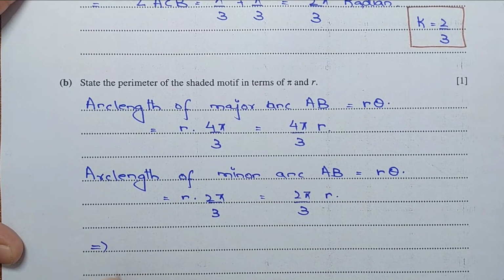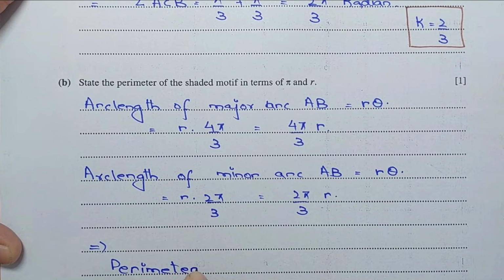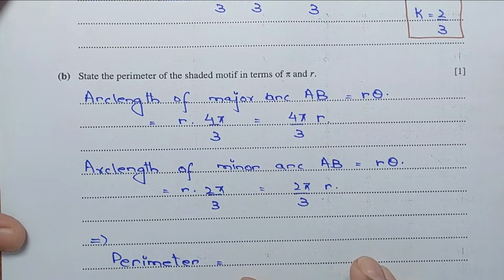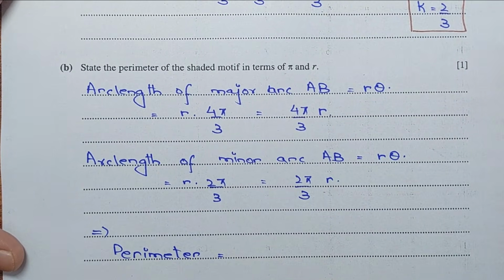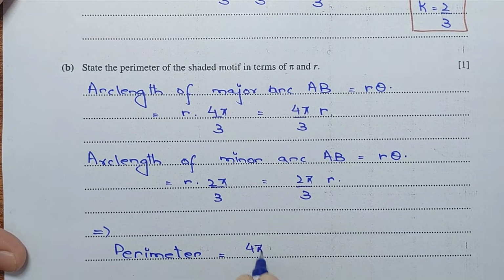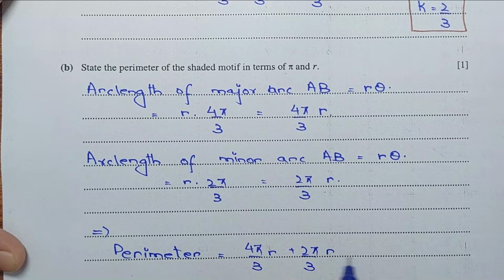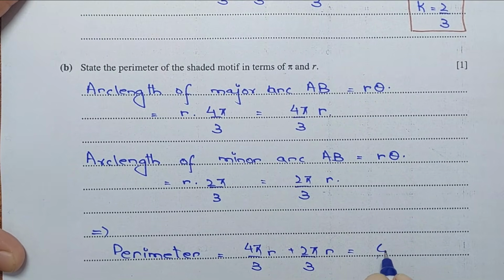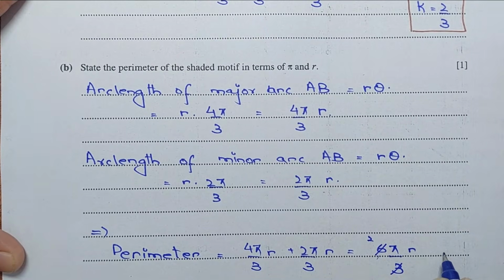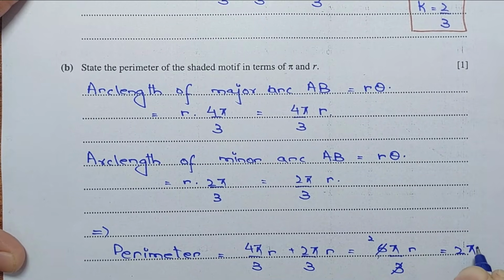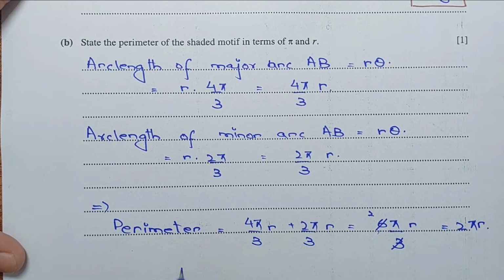Let me solve for the perimeter. The perimeter is the sum of all sides of the shaded shape, which is 4 pi by 3 r plus 2 pi by 3 r. 4 plus 2 is 6 pi over 3 r. 3 times 1 is 3, 3 times 2 is 6. So the final answer is 2 pi r. That is the perimeter. So the perimeter is 2 pi r.